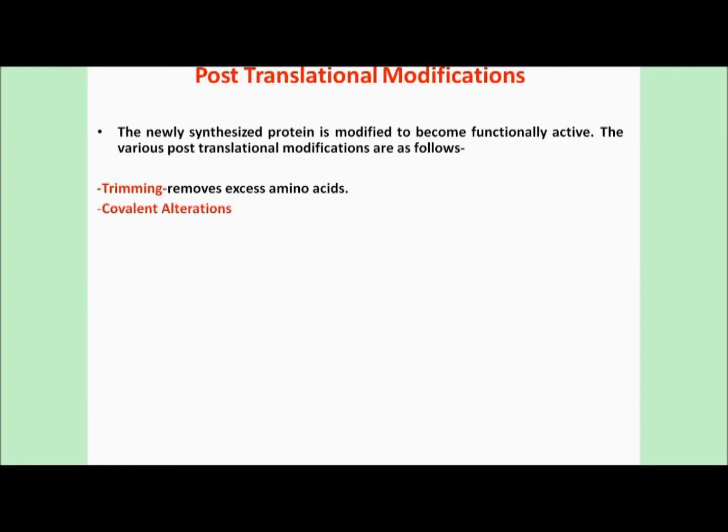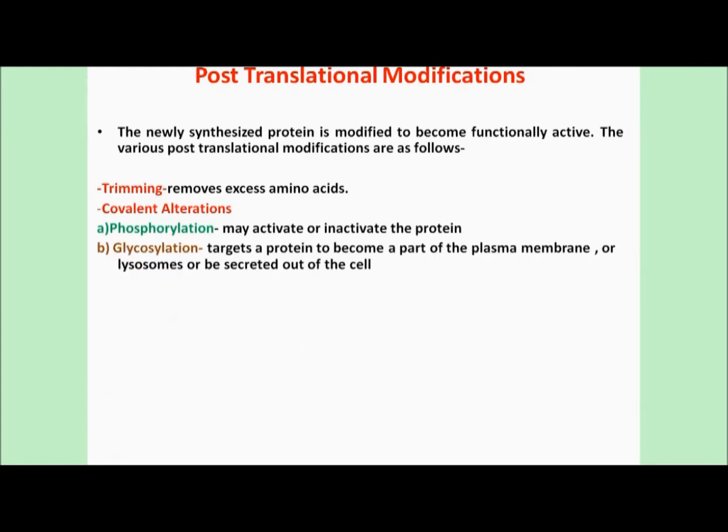The next one is the covalent alteration. How can it be done? Number one, phosphorylation can be done. This phosphorylation may activate or sometimes inactivate the protein, right? Then glycosylation can be done. What will glycosylation do? Glycosylation targets the protein to become a part of the plasma membrane, right? Or lysosome, or to be secreted out of the cell. This is the second modification.